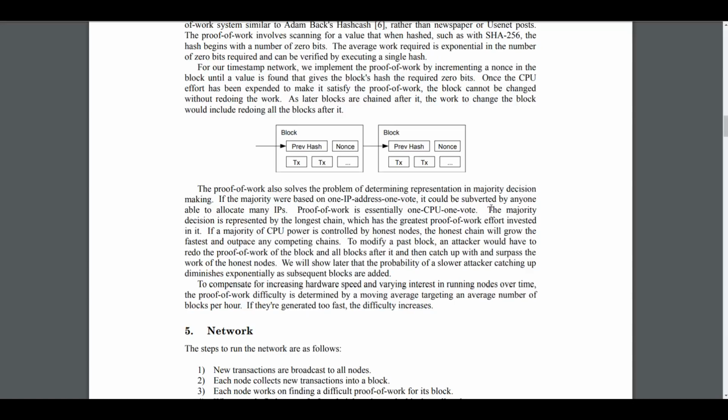Right. And so it says specifically, the majority decision is represented by the longest chain, which has the greatest proof of work effort invested in it. Those two are equivalent. You're only going to get the longest chain if you have more proof of work.